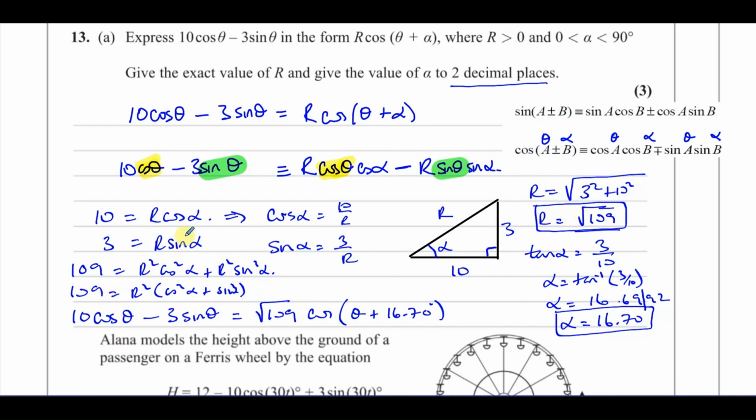And to find tan theta, they would divide this way. They would say, if you divide these 2 equations, you put r sine theta over r cosine theta, which is tan theta, equals 3 over 10, and you will end up with the same answer. So there's alternative ways of doing this.